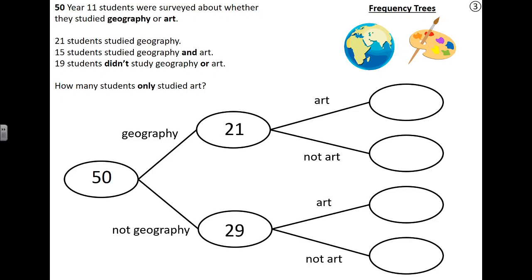Okay, so 15 students studied geography and art. So they studied geography, then art. So this is whatever we add to 15 to make it up to 21. And then 19 students didn't study geography or art, so not geography, not art is 19. This is whatever we add to 19 to make it up to 29. And the question is, how many students only studied art? So only art is not geography and just art. So the answer is 10.